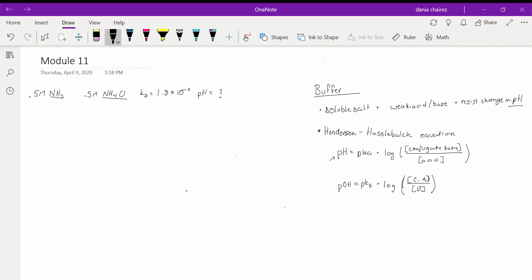So then we know that our salt would fully dissociate into our ammonium ion and our chloride ion. So then we start off with 0.5, 0, and 0, and in the end we're going to have 0, 0.5, and 0.5 molar.